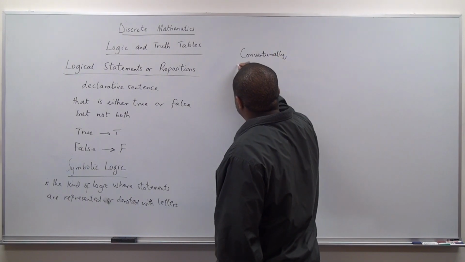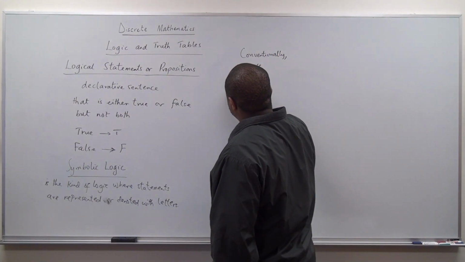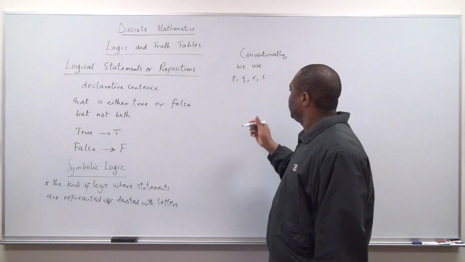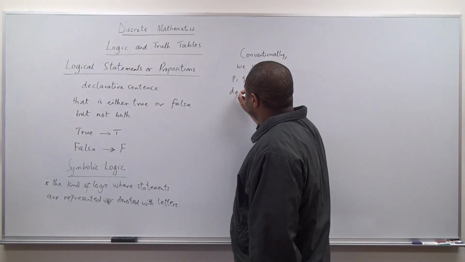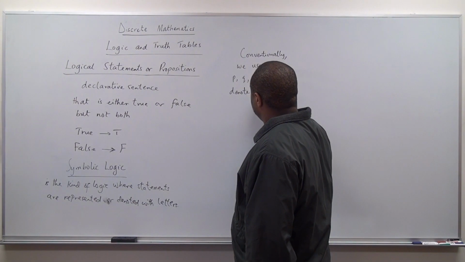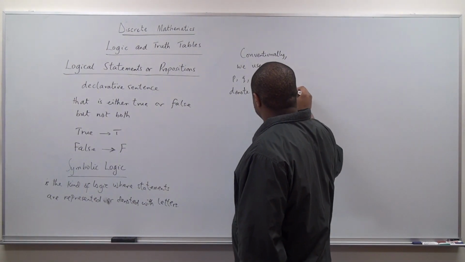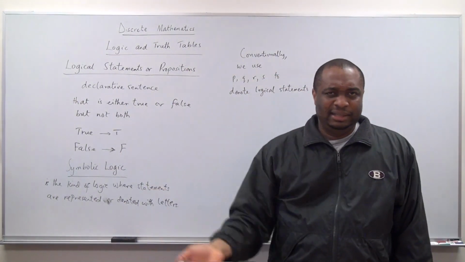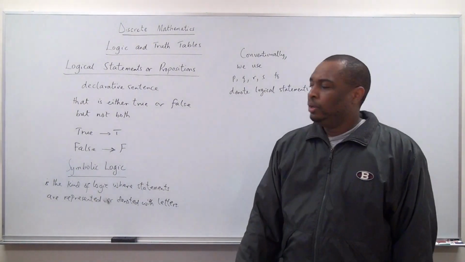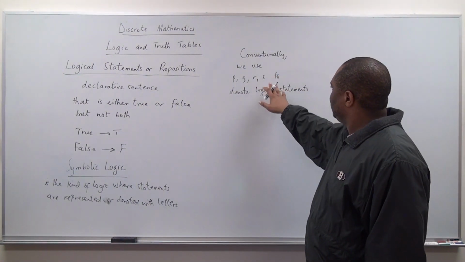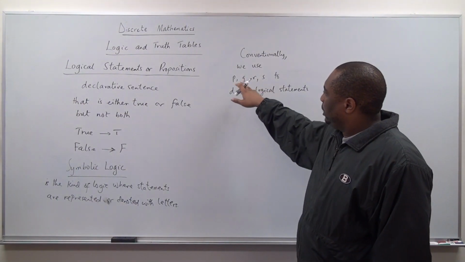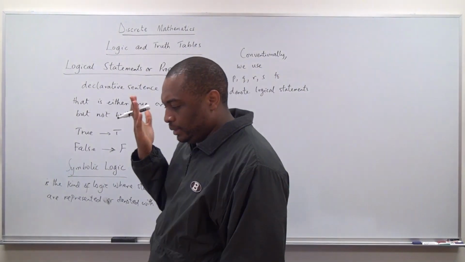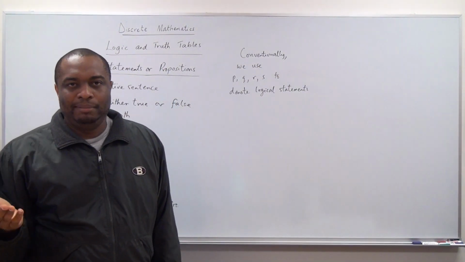And conventionally, we use P, Q, R, S to denote logical statements. So these are what we use: P, Q, R, S. Now you might see T if it goes for 5 sentences. So we are going to look at these logical statements or propositions, and we will look at their truth values, how many possibilities they have.